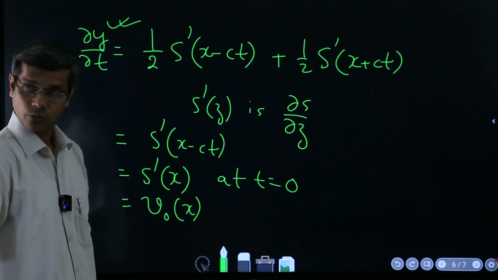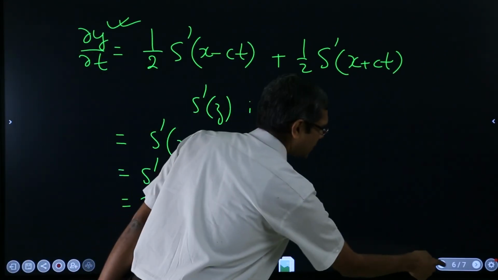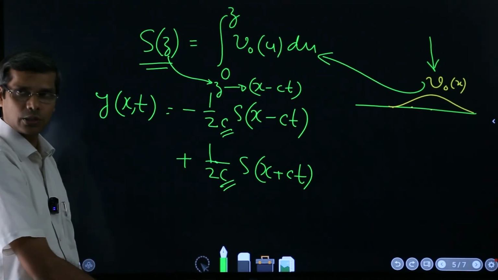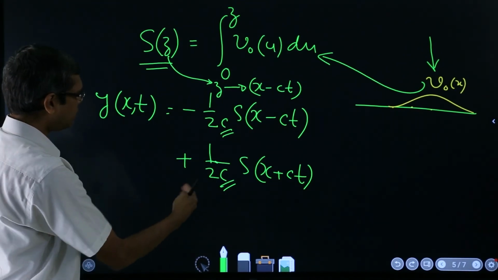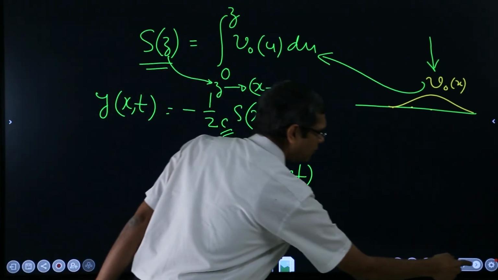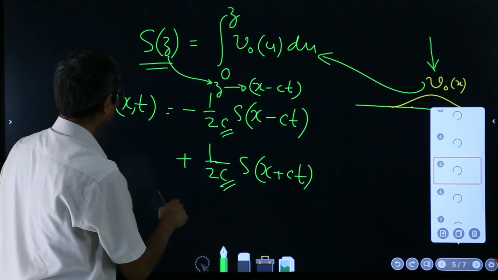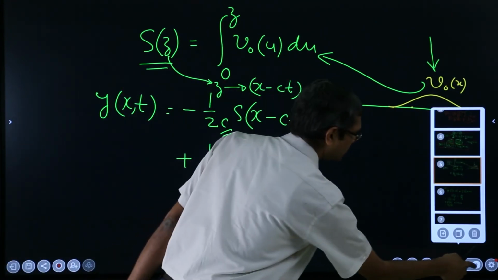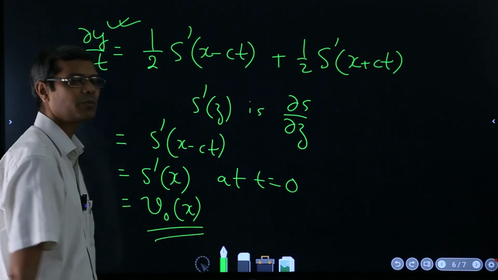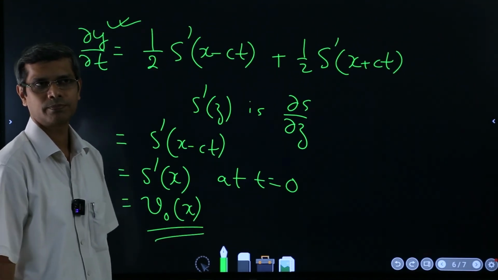So what did we prove? That whatever D'Alembert gave us to be the solution, when we moved back in time, we reached the same velocity profile we started with.